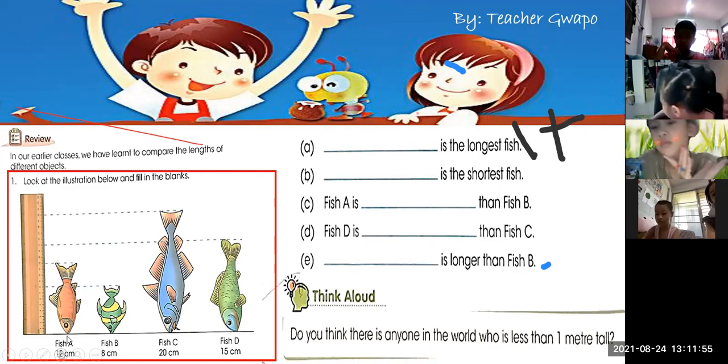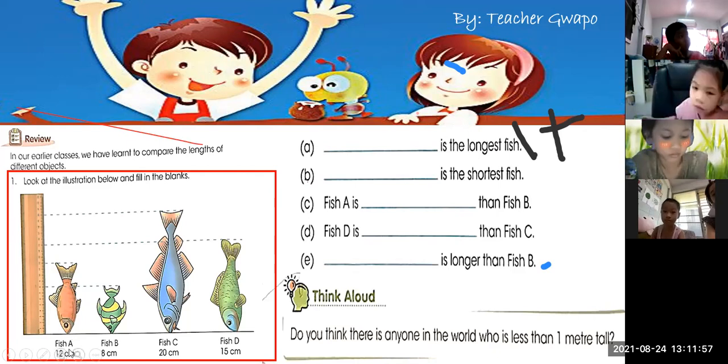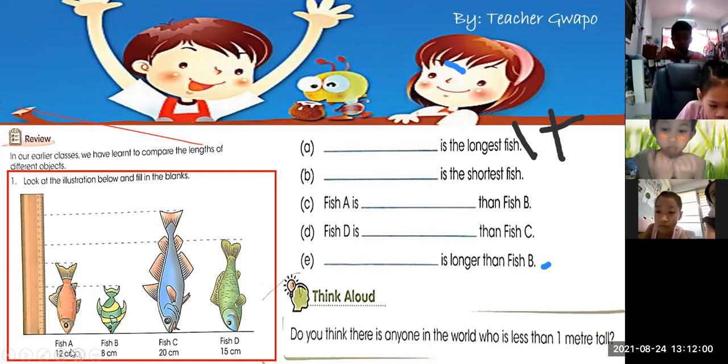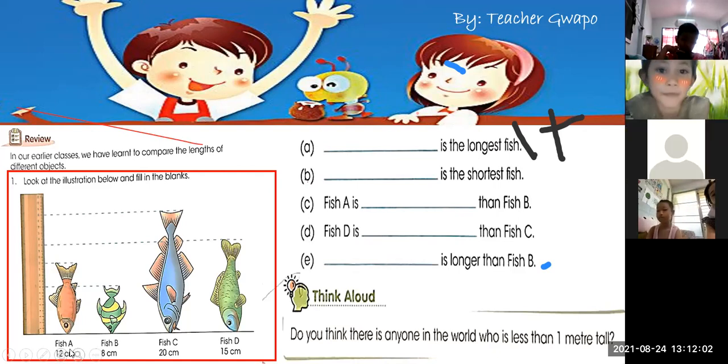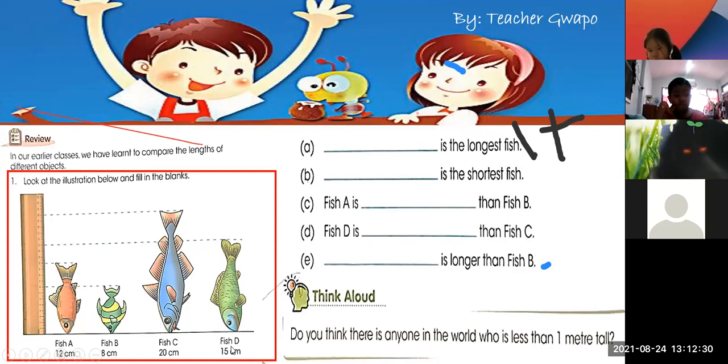So fish A is 12 cm. Cm means centimeters, 12 centimeters. And fish B is 8 centimeters. How about fish C? Fish C is 20 cm. Cm means centimeters. And fish D is 15 centimeters.